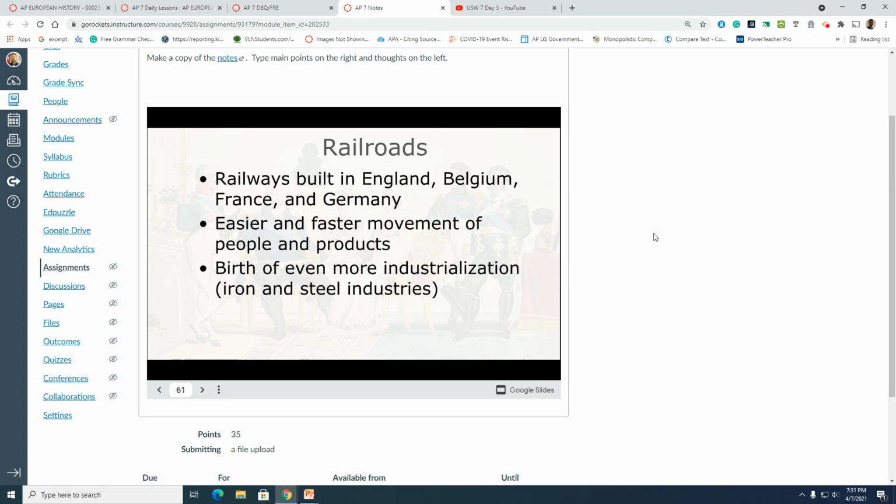Railroads started to grow, especially in the countries of England, Belgium, northern France, and Germany. They created an ease of movement for both goods and services and people, and led to the birth of more industrialization since they required things like iron ore, steel, coal, and so on.